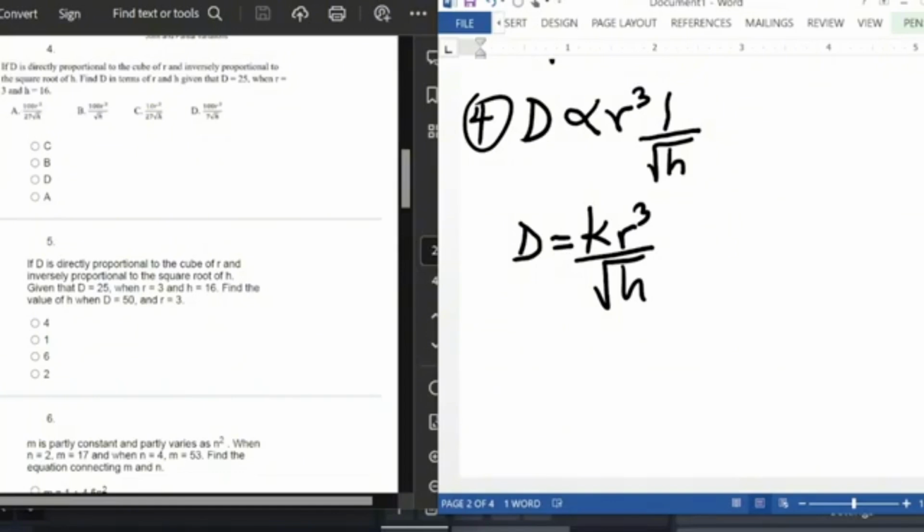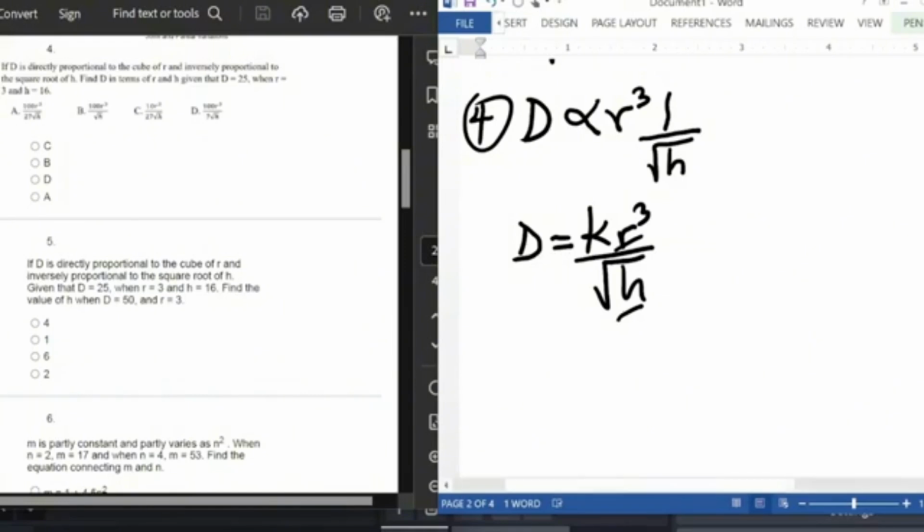So what this means, the question means, is that you find the relationship between the variables. So you can see D in terms of R and H. The constant is what you're just going to put there. So let's see how to go about this now.